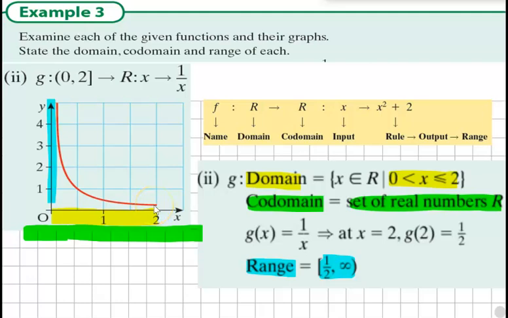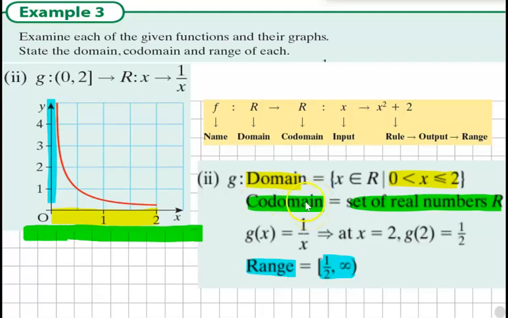And obviously this graph could continue on, and it would get closer and closer to the x-axis. But we're only interested in this section of the graph where it actually stops at 2. So that's why we have the square bracket there, to indicate that this particular graph that we're interested in is stopping at 2.